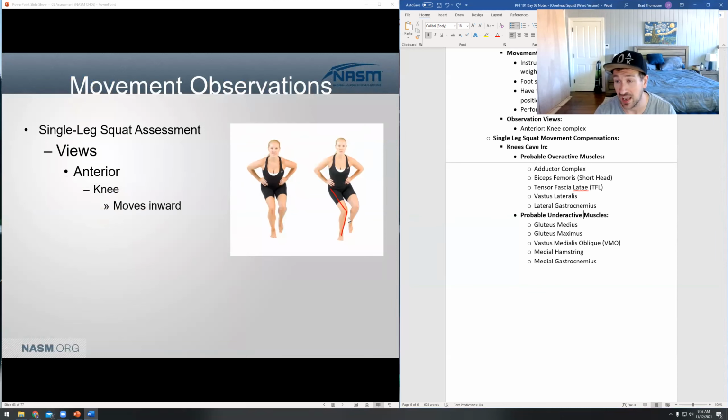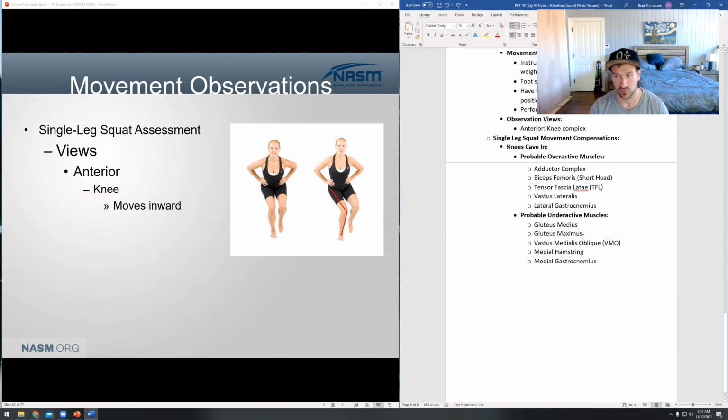And if the knees cave in, it actually means exactly the same thing as it did in the overhead squat. Tight adductors, pulling the knee inward. Tight biceps femoris short head, externally rotating the tibia. Tight TFL, internally rotating the hip. Vastus lateralis, that's that quad muscle that's sharing with the biceps femoris, externally rotating the tibia and internally rotating the hip. And then lateral gastrocnemius, externally rotating the ankle.